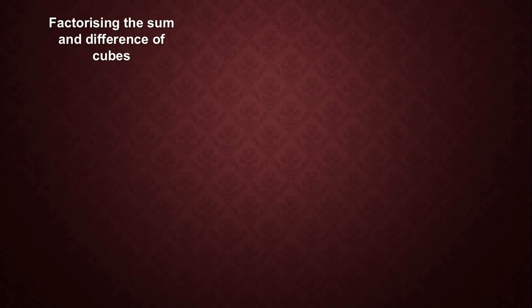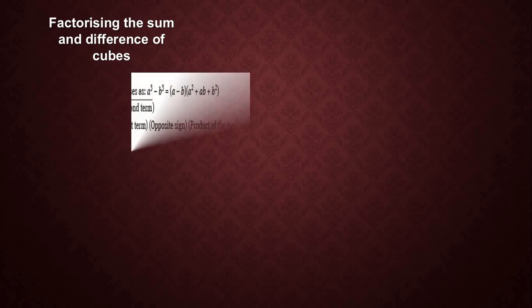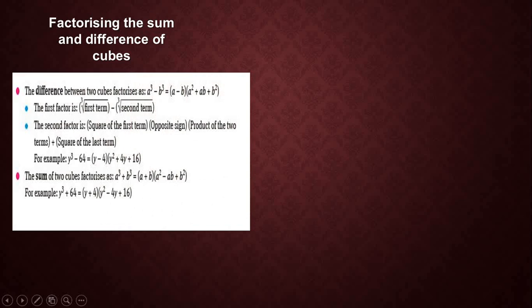Factorizing the sum of different cubes. This is another way of factorizing, but now factorizing something a little bit more complex. The difference between two cubes factorizes as, imagine having a cube of a to the power of 3 minus b to the power of 3. Remember, we already have factorized the sum of two squares. Now we're factorizing the sum of two cubes. This is how you do it.